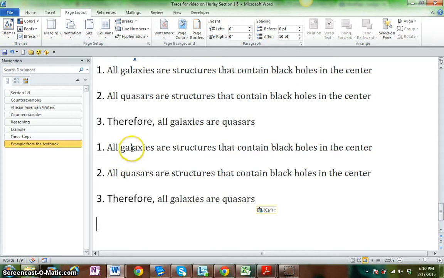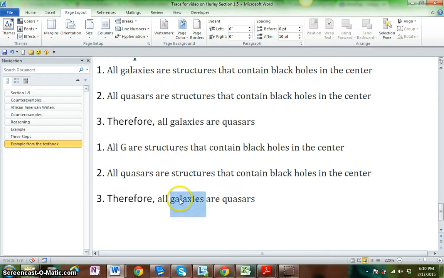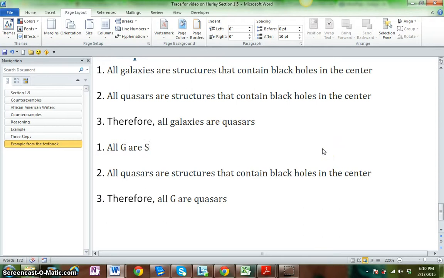So here there is talk of three categories: galaxies, structures that contain black holes in the center, and quasars. So what you want to do is you're not going to touch anything else, but you're going to replace all the galaxies with G, all the structures that contain black holes in the center with S, let's say, and quasars with Q. Now you have your form. Notice that I didn't touch these little words like all. These are very important words from a logical standpoint, so you don't want to change them in any way, otherwise you would be changing the whole argument.